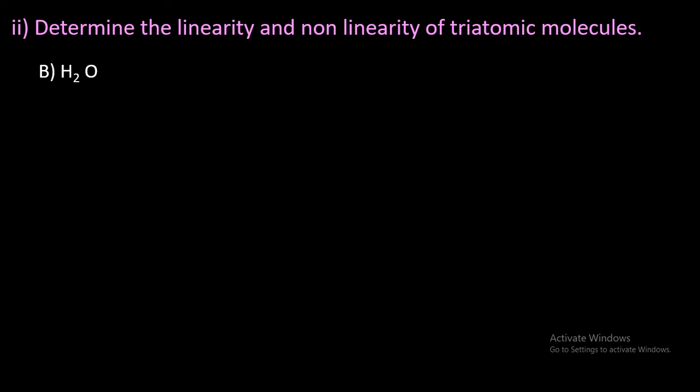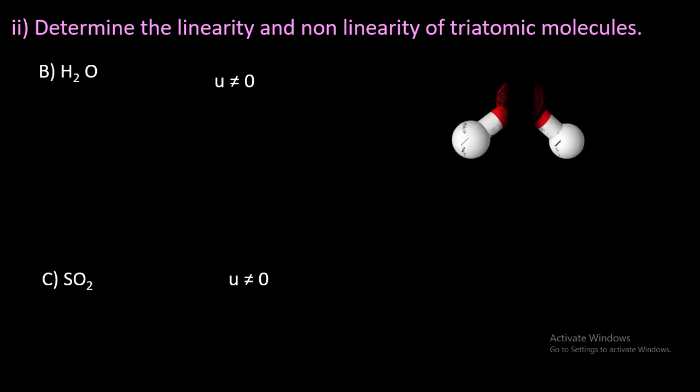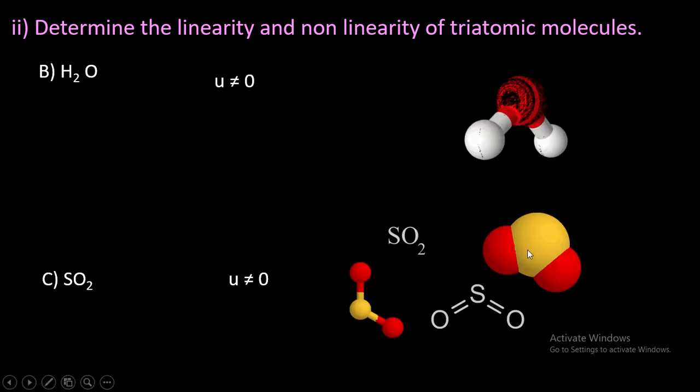Now, focus on the second molecule, that is H2O. In this case, the dipole moment is not equal to 0. Therefore, the geometry is non-linear. Similarly, for the sulfur dioxide molecule, the dipole moment is not equal to 0. Therefore, it is also a non-linear molecule. So the structure of the H2O molecule is like this, and the structure of the sulfur dioxide molecule is as shown.